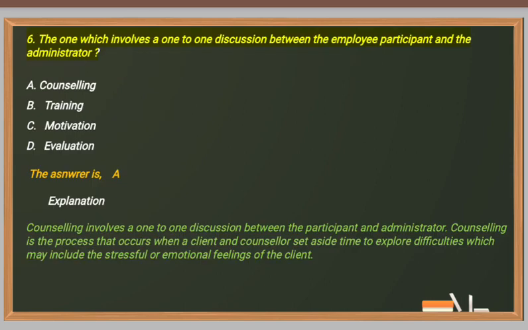6. The one which involves a one-to-one discussion between the employee participant and the administrator. A. Counseling. B. Training. C. Motivation. D. Evaluation. The answer is A. Explanation. Counseling involves a one-to-one discussion between the participant and administrator.